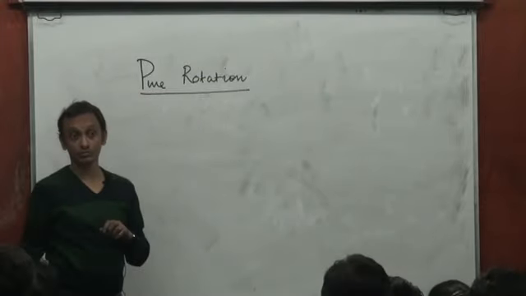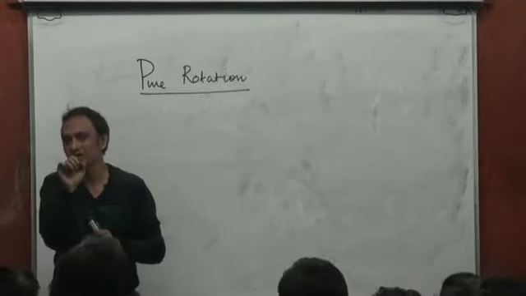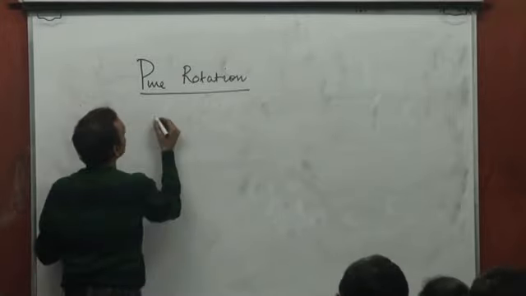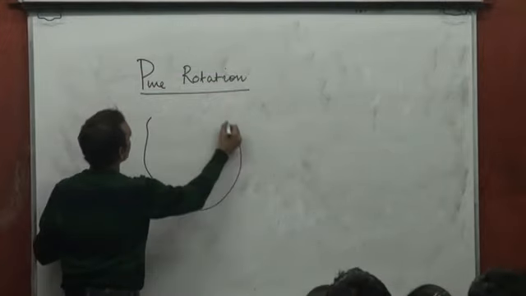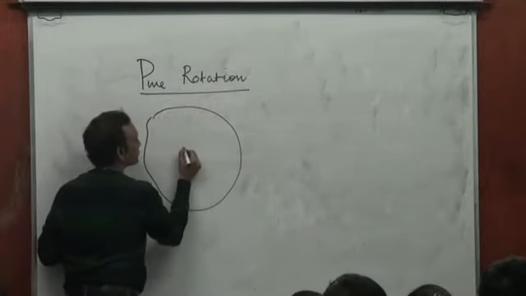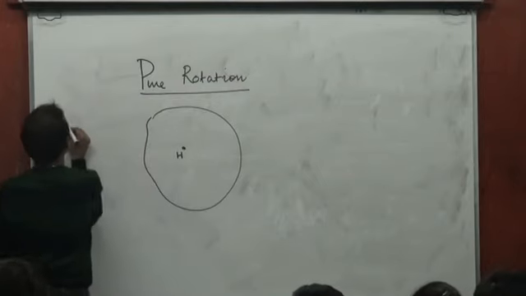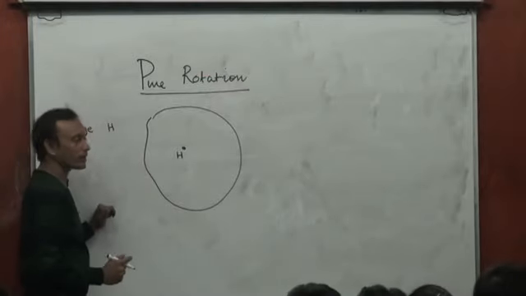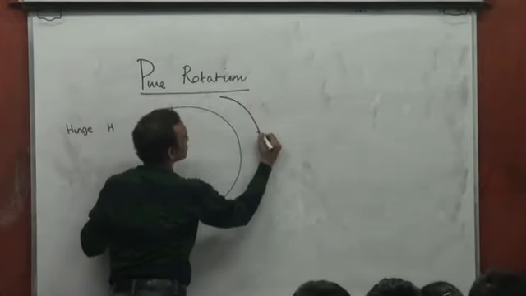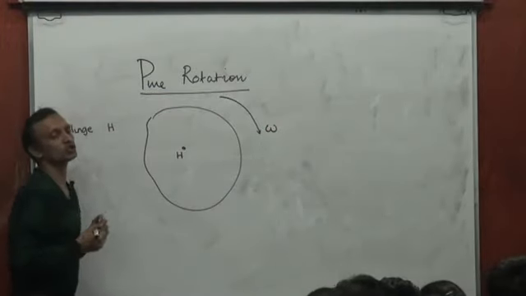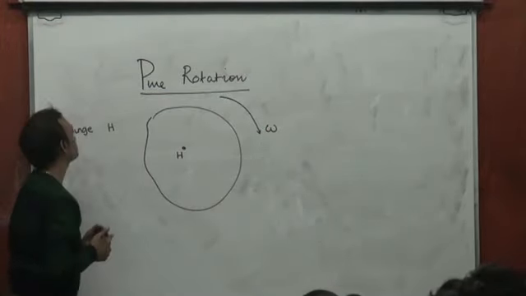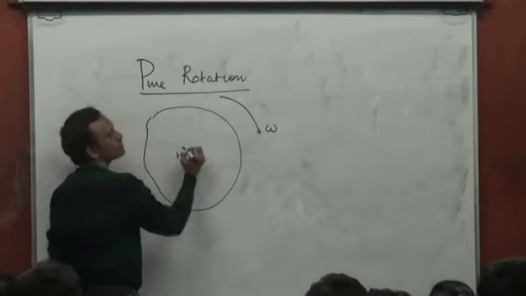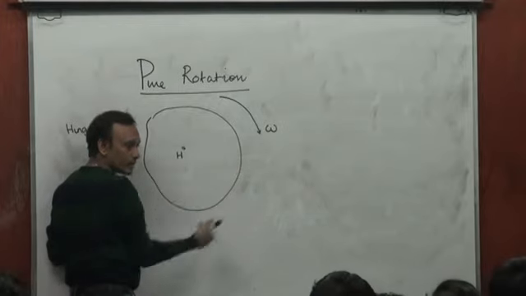In pure rotation, you will find a hinge. All particles have the same omega, right? This is pure rotation about a hinge H. And all particles in pure rotation will have the same angular velocity about the hinge. This will be the axis of rotation. Omega is the same, right.